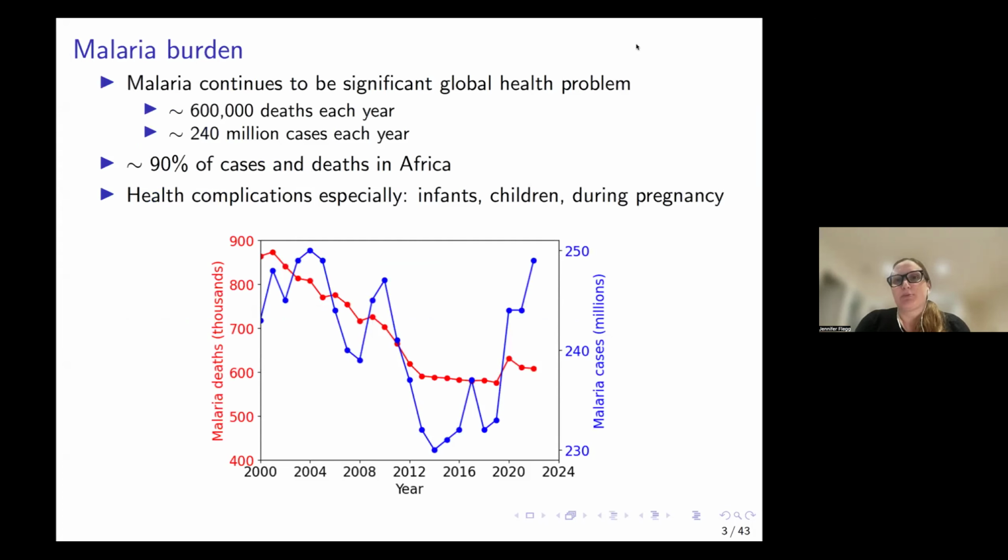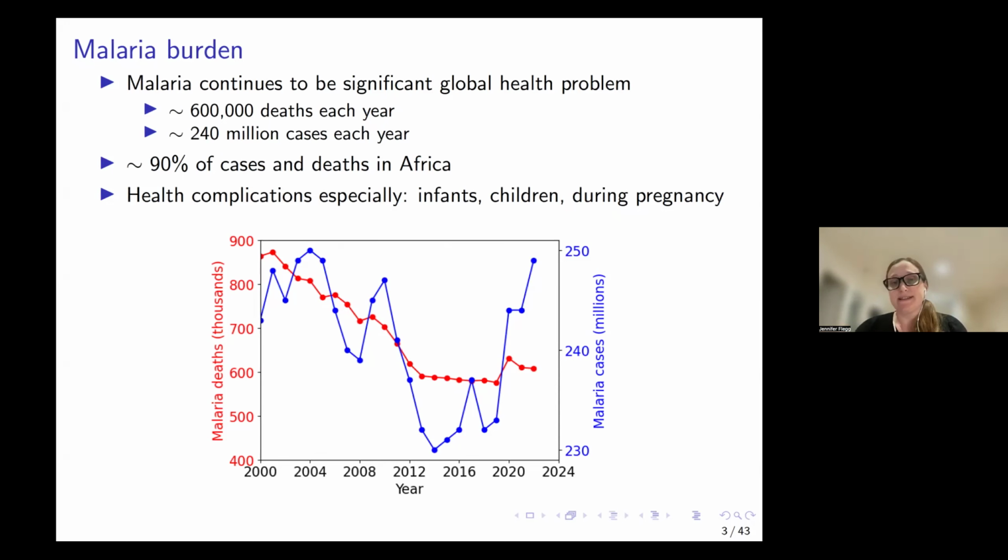So I promised I'd give a brief introduction to malaria. Malaria is a significant health problem. Every year, the World Health Organization estimates that it results in around 600,000 deaths, and there are over 240 million cases. If you look at the trends of malaria over the last 23 years, you can see in red here malaria deaths in thousands, and there's a relatively strong trajectory downwards over the first 12 years of this plot, but then that seems to have stabilized. So there doesn't seem to have been a reduction in malaria-related fatalities over the last 10 years or so.